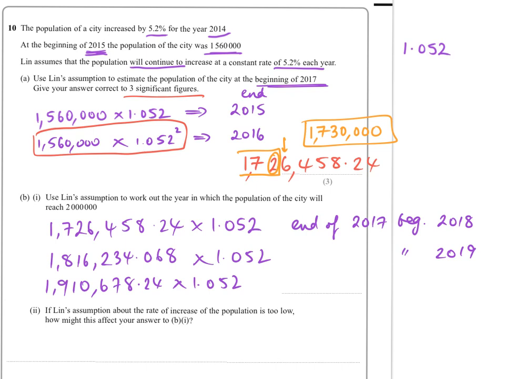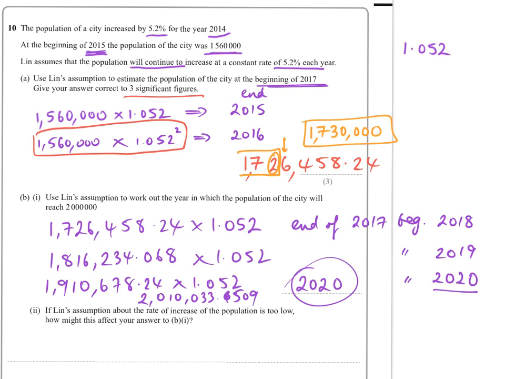So it's reached this at the end of 2019, so the beginning of 2020, and the population here is 2,010,033.509. So that's safely reached the 2 million mark, and so the year is 2020.